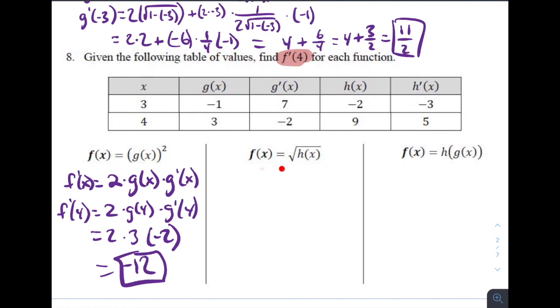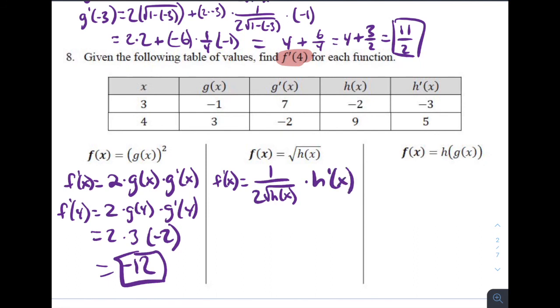For our second one, we've got the square root of h of x. In this case, our outside function is the square root, so our derivative is going to be 1 over 2 times the square root of that h of x. But again, we need to also multiply by the derivative of the inside if we're doing that chain rule, so times h prime of x.